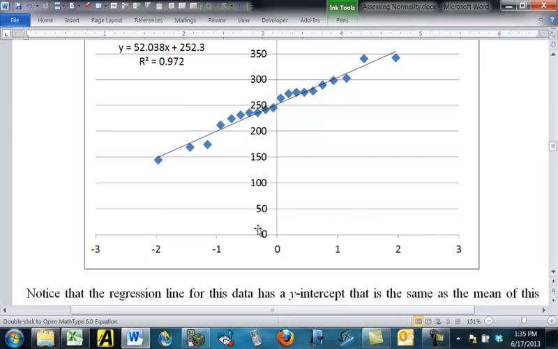Notice the x values here are the z-scores, and the y values are the actual data points. Where this crosses the y-axis right there, that's going to be 0 comma 252.3, so that is going to be the mean. The slope of the line is approximately the standard deviation.